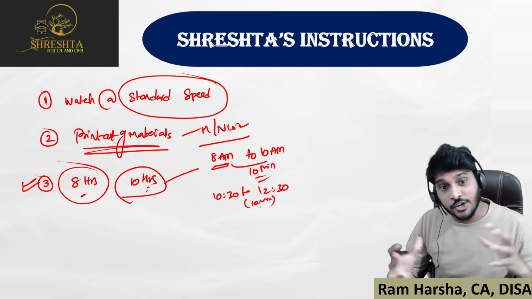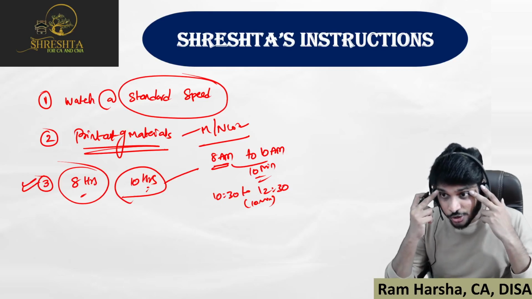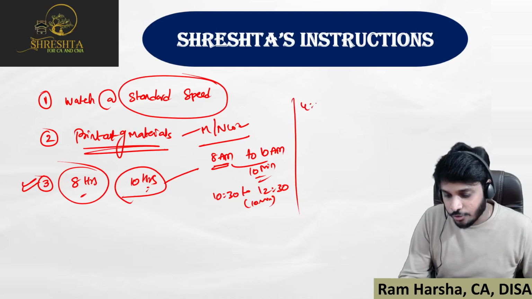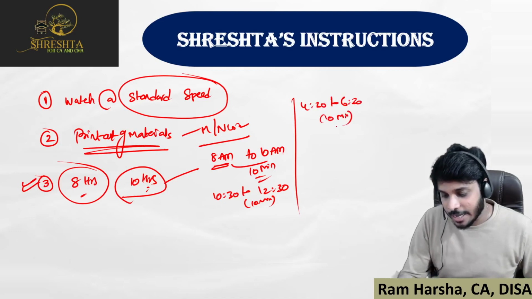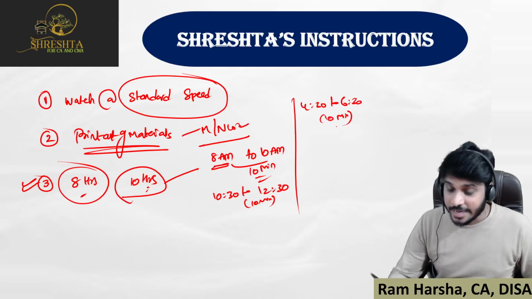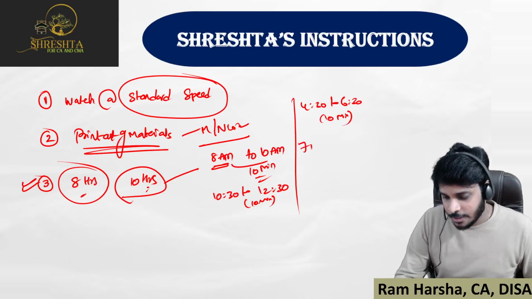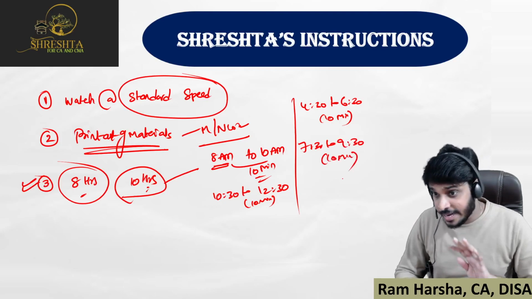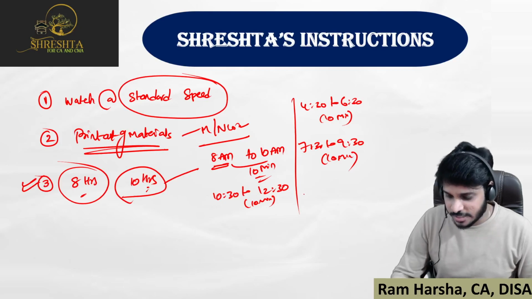Now take a very long gap, as your eyes have strained a lot already. Again, come back at 4:30 to 6:30, with a 10 minute gap in between. Again take a 1 hour gap. Then 7:30 to 9:30, in between again a 10 minute gap. Again take a 2 hour gap.